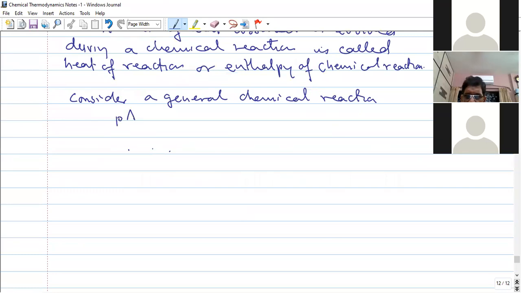P moles of A react with Q moles of B to give you R moles of C plus S moles of D.